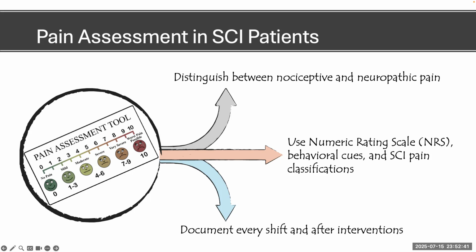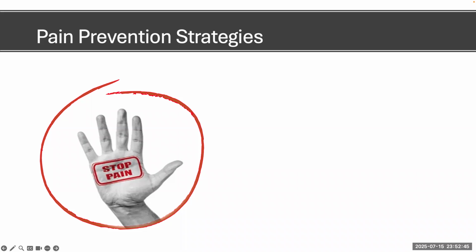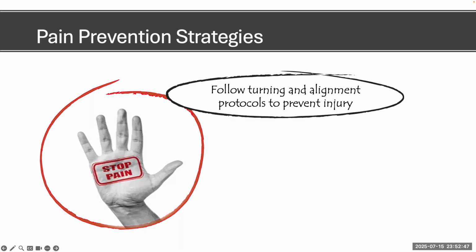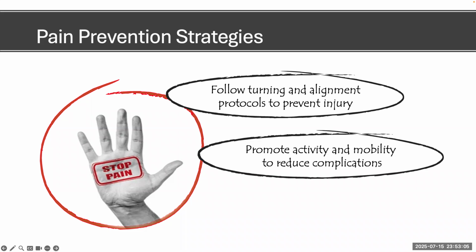Prevention is one of the most powerful ways we can protect our patients from unnecessary suffering and complications. Our daily routine, repositioning every 2 hours, maintaining body alignment during transfers, and ensuring proper support during mobility, aren't just tasks, they're critical components of pain prevention. Incorrect body mechanics or neglecting repositioning schedules can cause joint strain, pressure injuries, and muscle spasms. By reinforcing adherence to these protocols, we reduce preventable pain episodes and improve comfort.